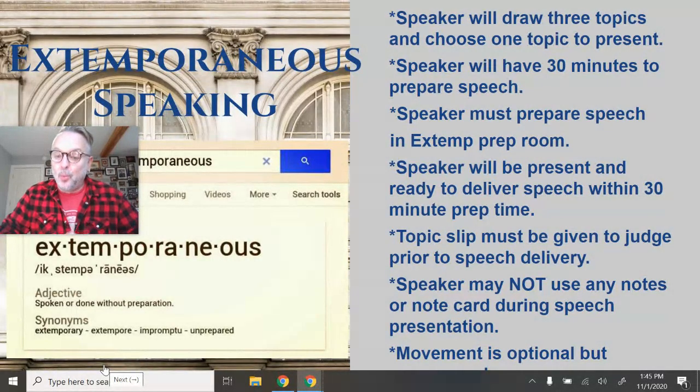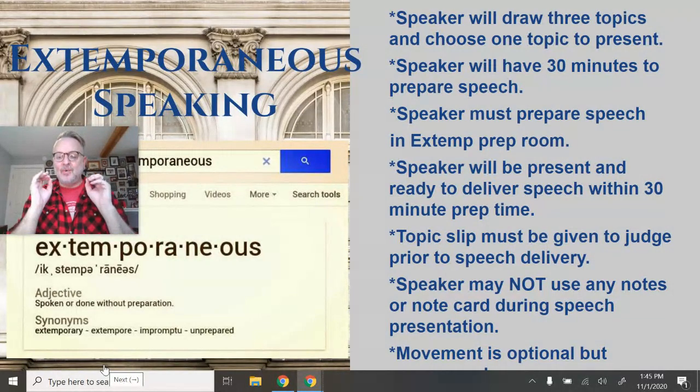You will then go over to another room where the judge is, and you must give your topic slip to the judge prior to your delivery. You have 30 minutes to prep that speech, and you have 7 minutes with a 30-second grace period to deliver that speech on the topic that you draw.